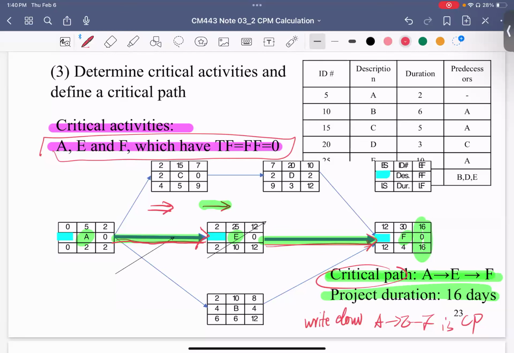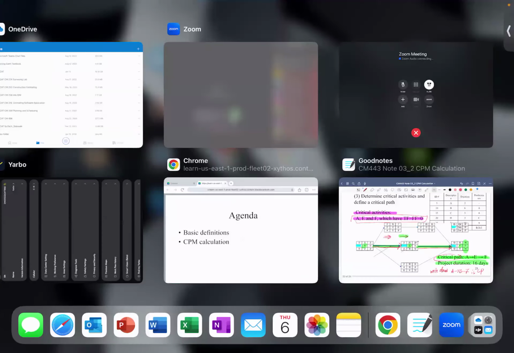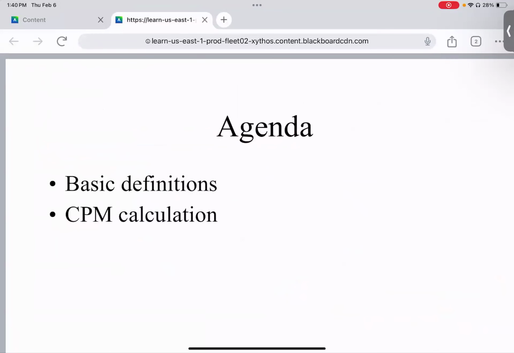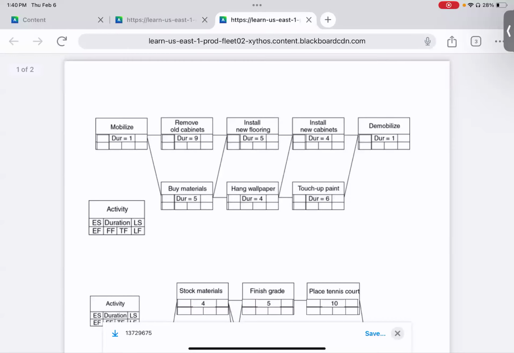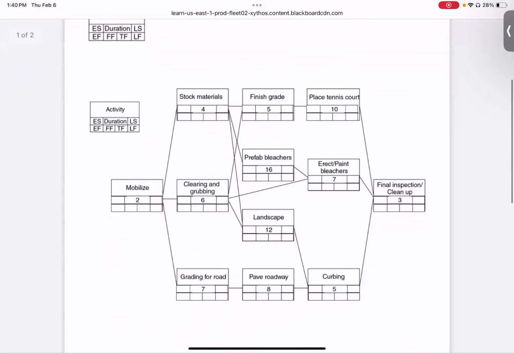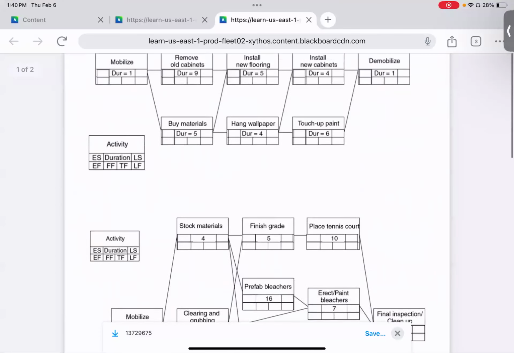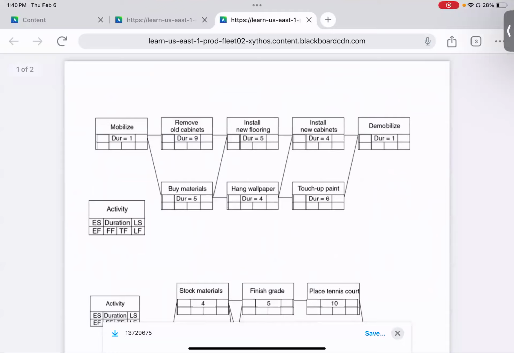Okay. So if you don't have any questions so far for this one, let's do some examples. You can come back to your Blackboard, and you will see we have this one, note 3, presenting diagram and more examples. We have 3 examples here.